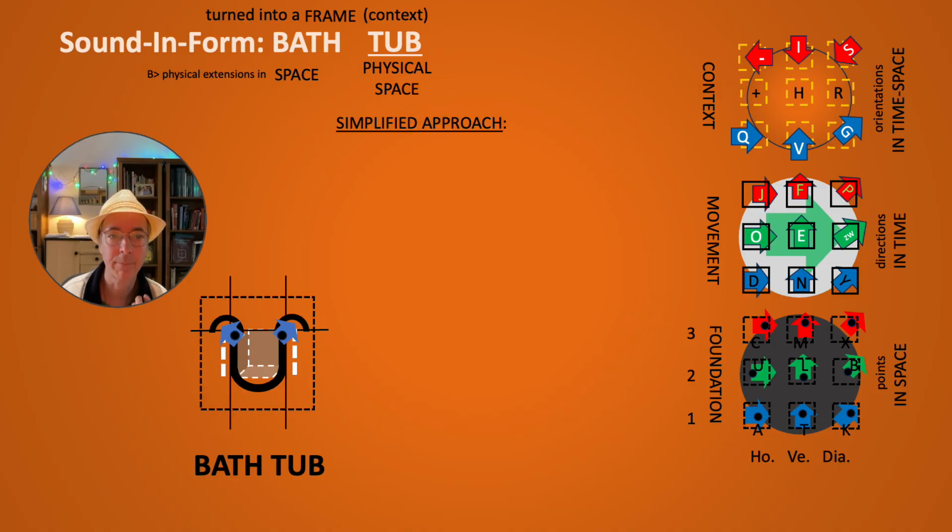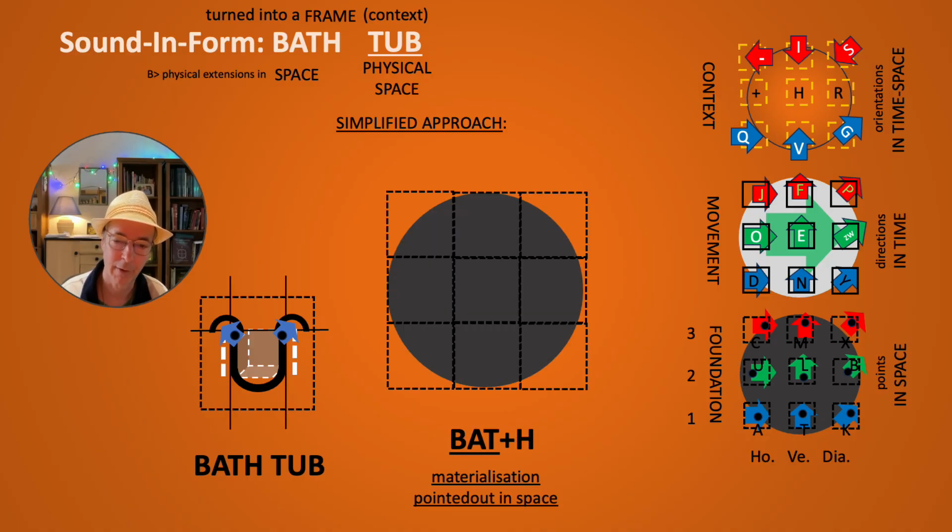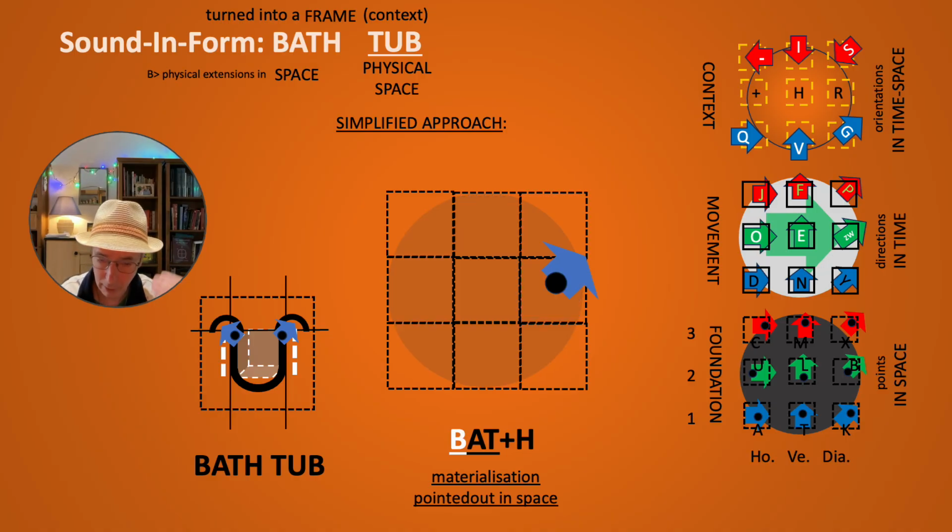Let's build it up very quickly once more, so that you have, with a bit of educational value, a simplified approach to bath. Of course, you have that physical reference frame here, where bat is that materialization pointed out in space and ending in a frame. The last position is where does it end? What is the end effect? The end effect will be the frame, the framing.